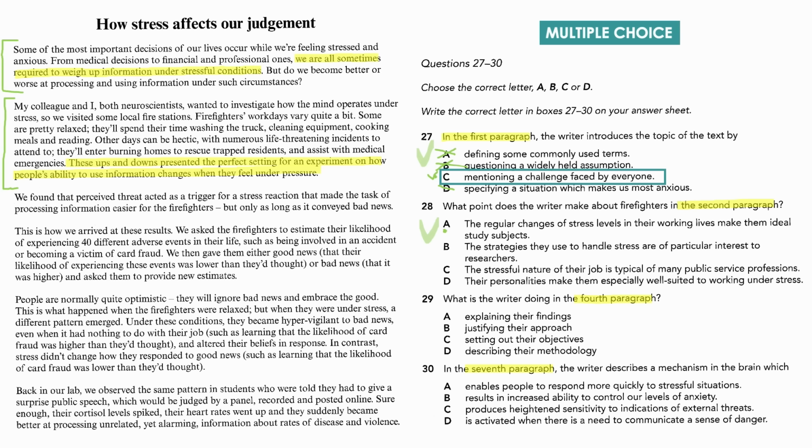But let's still look through each option because sometimes the first option that looks right may not be right. So B, the strategies they use to handle stress are of particular interest. We haven't read about the strategies. No. C, the stressful nature of their jobs is typical to many public service professions. Well, luckily, no. And D, their personalities make them especially well suited to working under stress. Again, we haven't read about it. The answer is A. Okay, how did that go?